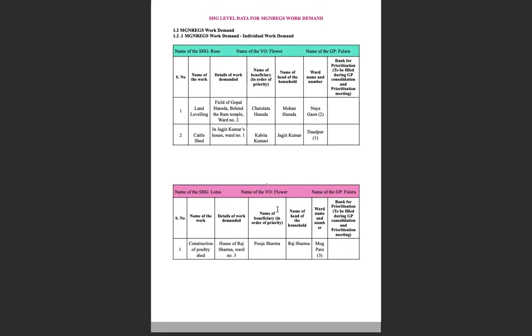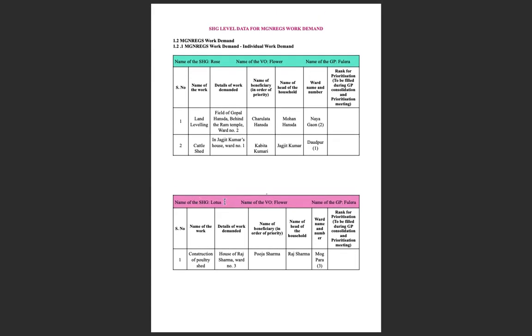Now I will show you one more example from Lotus SHG as to how we fill the MGNREGS work demand. Serial number 1, name of the work, construction of poultry shed, details of the work demanded, house of Raj Sharma, ward number 3. The beneficiary who wants to do this work is Pooja Sharma. Name of the head of the household is Raj Sharma, and the ward name is Mokpara 3. Here again, the rank column has been kept empty because it has to be filled during the GP consolidation and prioritization meeting.